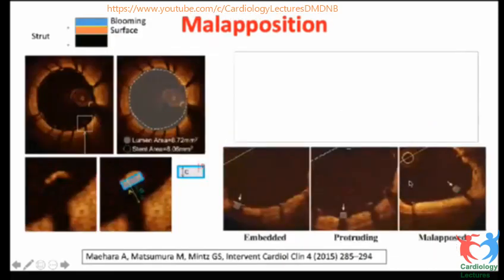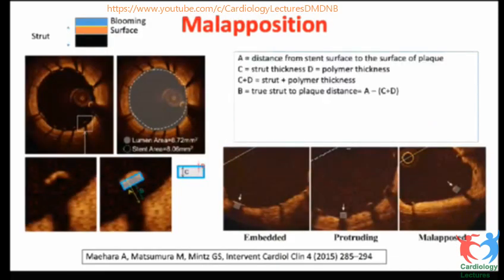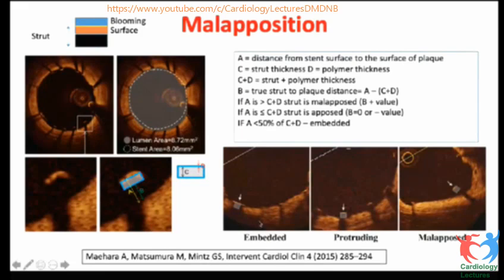Okay. So how do you measure malapposition? We already explained. And there are three types of apposition. One is embedded. Embedded means more than 50% of the stent struts have moved into the vessel wall. The second one is protruding. That means the stent is apposed to the vessel but not deep into the vessel wall. The third one is malapposed. This is how you classify apposition: embedded, protruding, and malapposed.